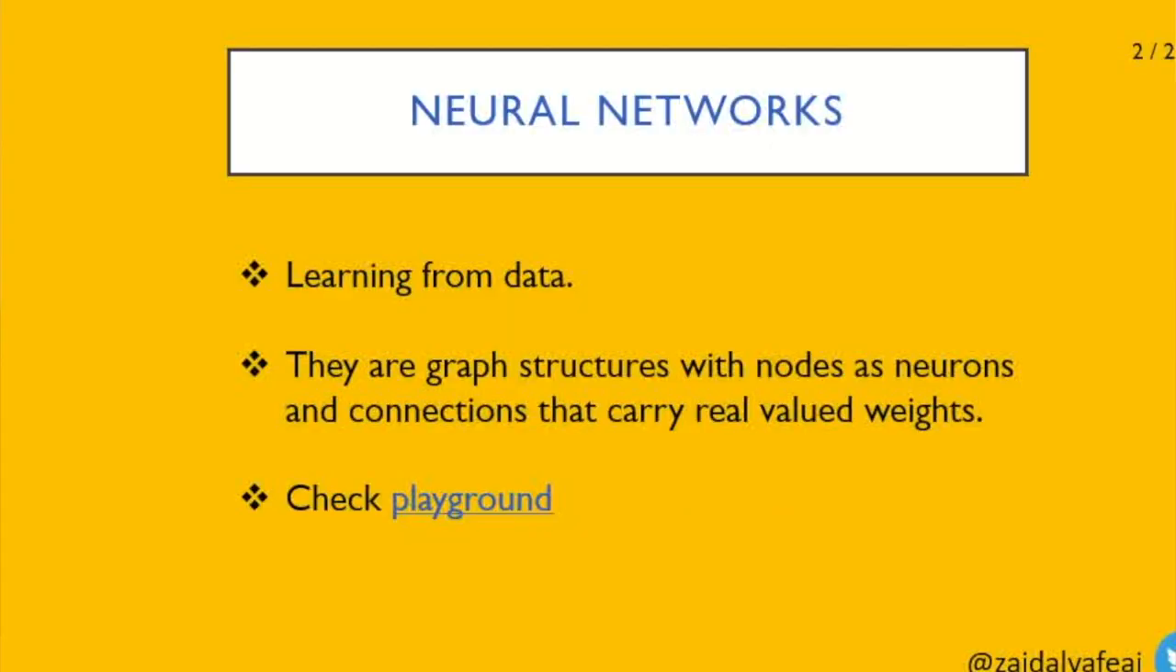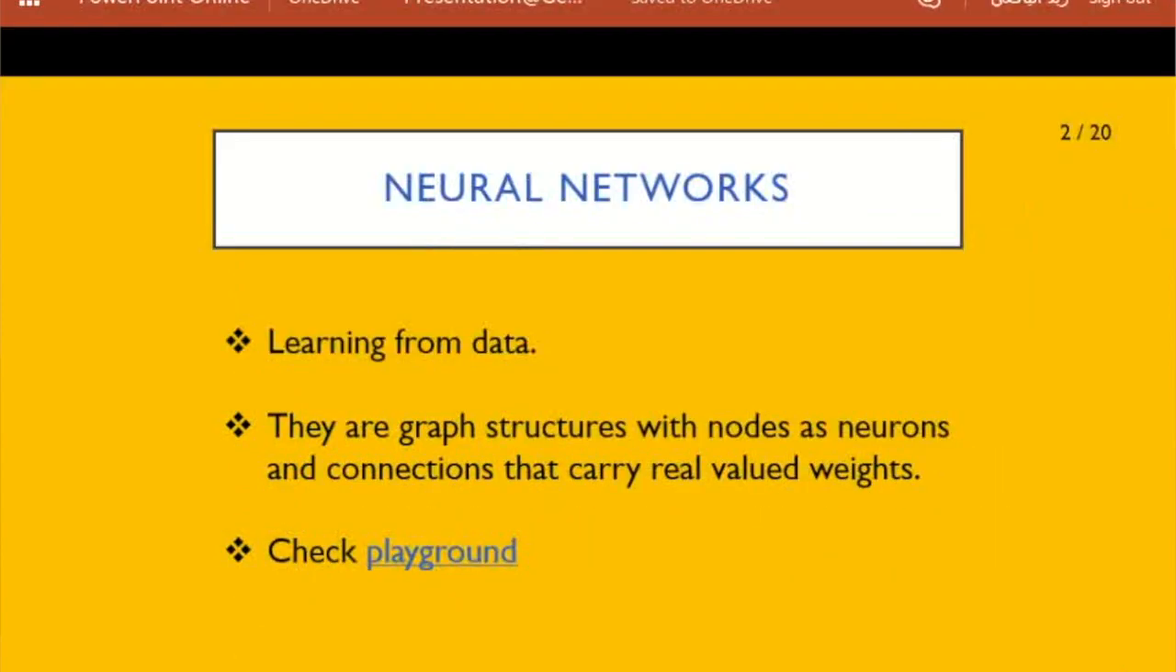Let me first start by introducing neural networks. Neural networks offer us the ability to learn from data. They are like graph structures that contain nodes that are called neurons. The connections carry what we call weights. There is something interesting, which is a demo that is offered in TensorFlow. I will share it with you, and it runs in the browser.